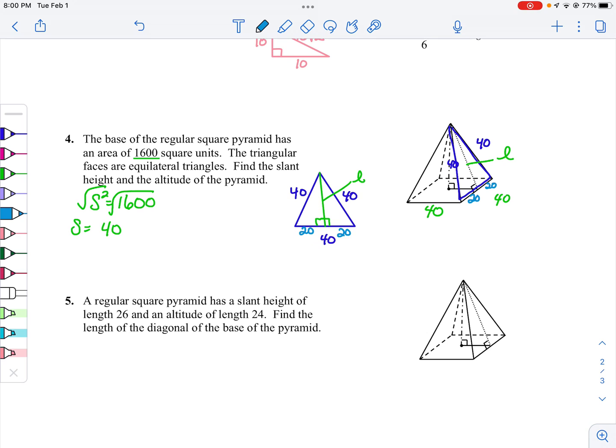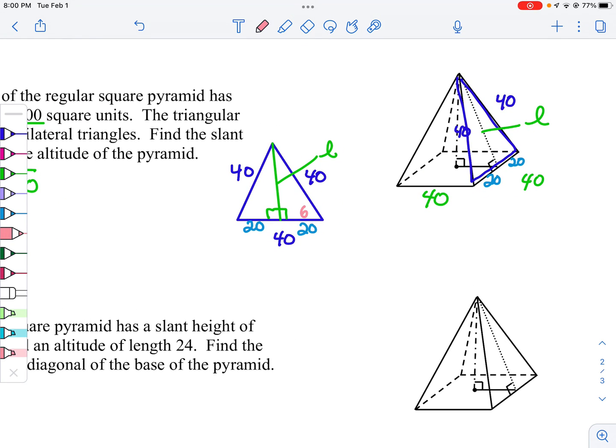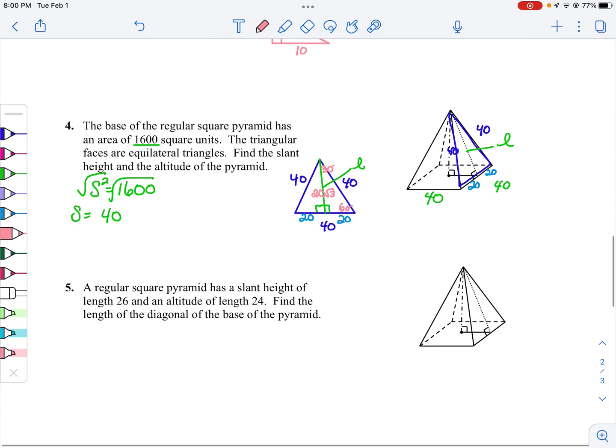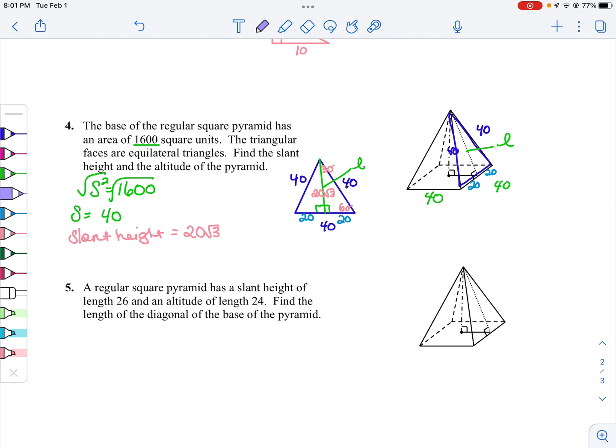So now I'm thinking, in my equilateral triangle hide two 30, 60, 90 triangles. I'm noticing across from the 30 side is that 20, that's the x. Across from the 90 is the 2x. Across from the 60 should be the x root 3, 20 root 3. So the slant height is 20 root 3.